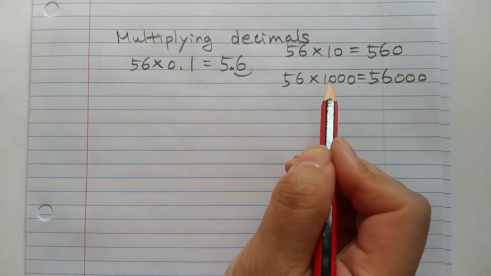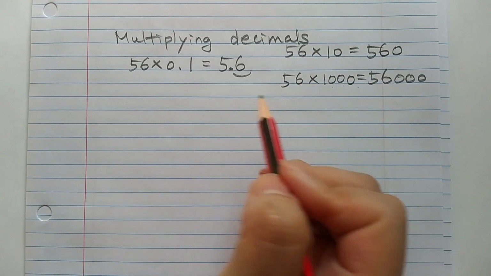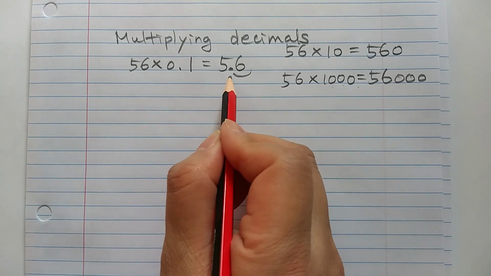When you multiply a whole number by a whole number, the number gets bigger. When you multiply a number by a decimal, then the number gets smaller.